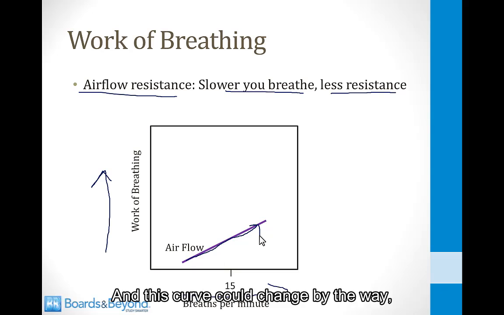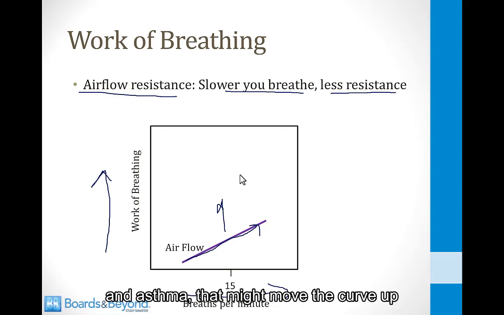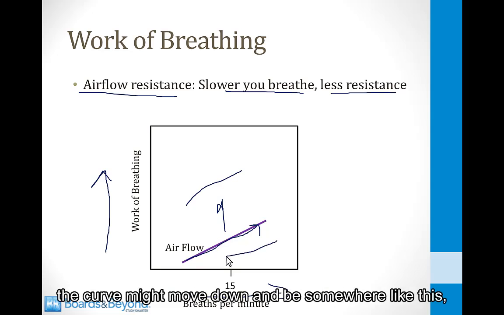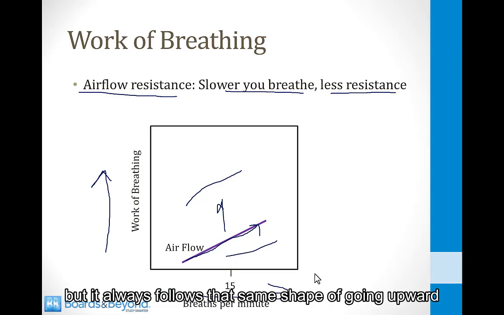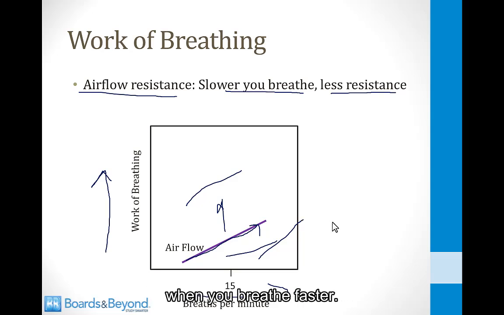And this curve could change, by the way, for example, if the patient developed bronchoconstriction in asthma. That might move the curve up so that it looks like this. On the other hand, if you administered a bronchodilator, the curve might move down and be somewhere like this. But it always follows that same shape of going upward and to the right so that the airflow resistance goes up when you breathe faster.